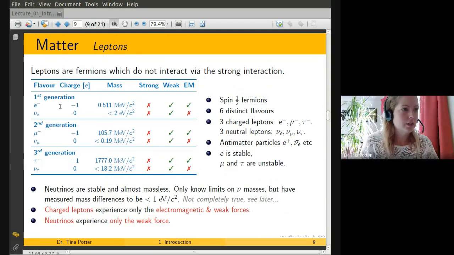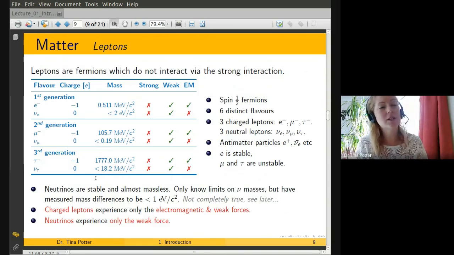Now let's have a look at this. Electrons, muons, and taus are charged, so they can experience the electromagnetic force. That's the force that interacts with charged particles. So the electron, muon, and the tau experience the electromagnetic force, but the neutrinos are neutral, so they don't. They all experience the weak force, but none of them experience the strong force.